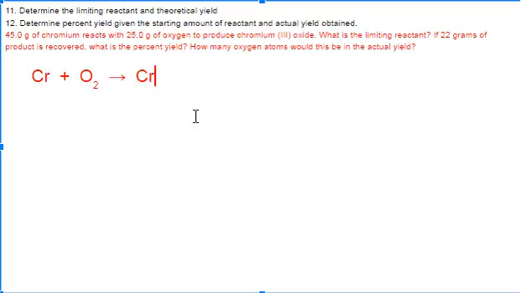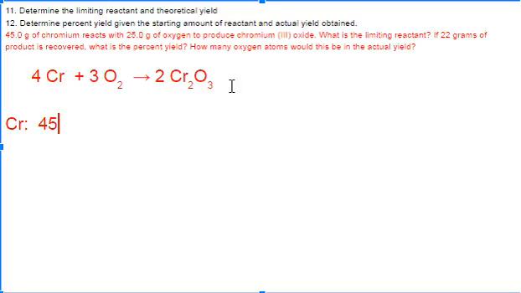So it's going to be Cr2O3. That means for balancing, I'm going to need a 2 here and a 3 here, which will put a 4 here. So now I have to find out what my limiting reactant is. And the only way to do that is to convert both my reactants into moles and find out which one would yield less product. So for the chromium, I have got 45 grams, and chromium weighs 52 grams per mole. So that means I've got 0.865 moles of chromium that I'm starting with.